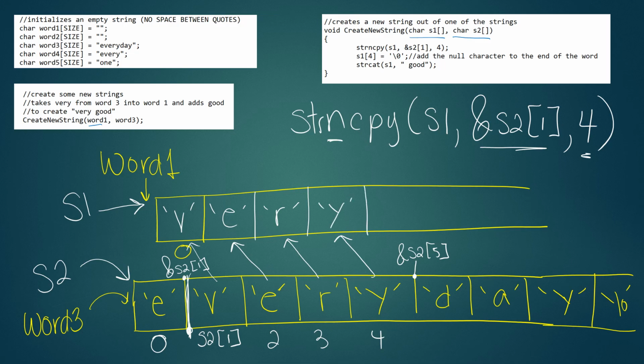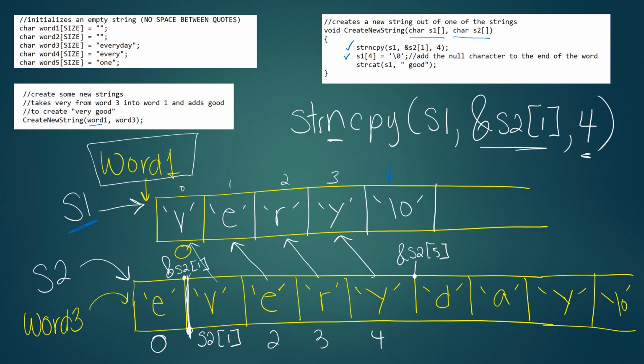And so you can notice that word 1 has been modified at the same time because it's passed by reference. This is index 0, 1, 2, 3. Then we are going to add the null character right here. We already did the strncpy, and now we go to S1 at index 4, and we put the null character there.